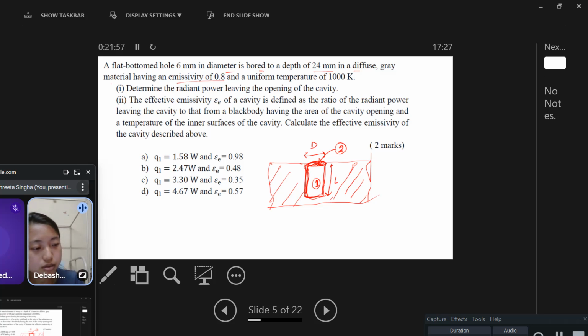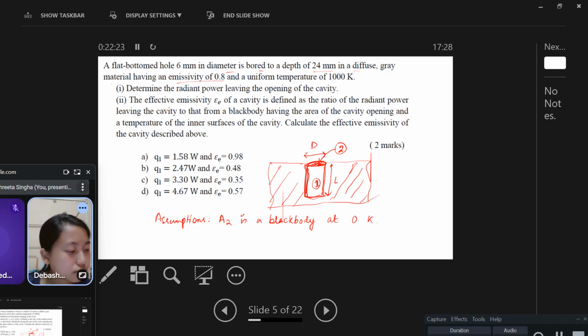Now we make some assumptions here, that this surface area 2 acts as a black body at 0 Kelvin. Since it is at 0 Kelvin, we can say that EB2 is 0. And since it is a black body, J2 is equal to EB2 equal to 0.